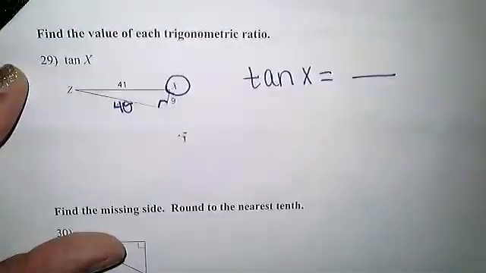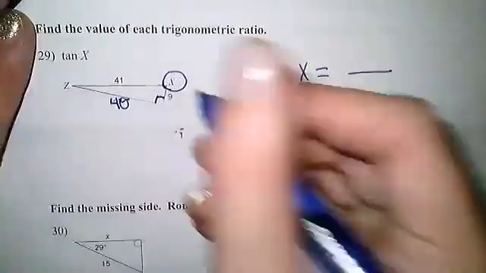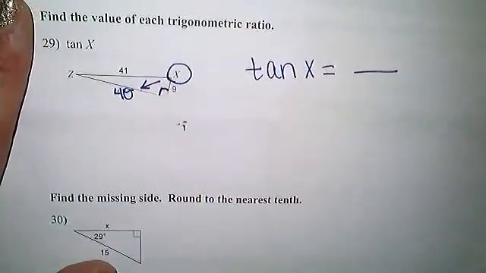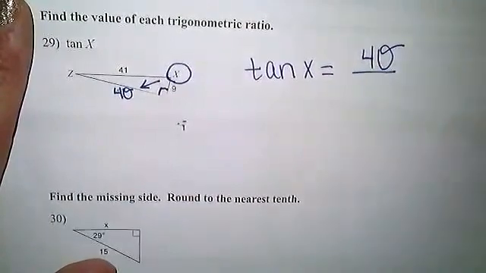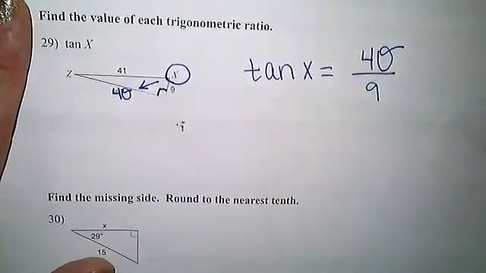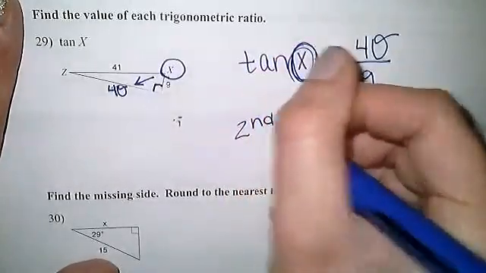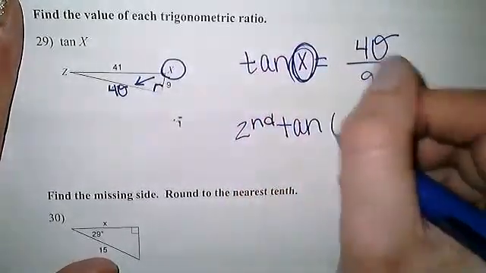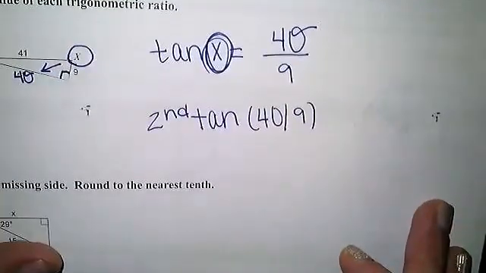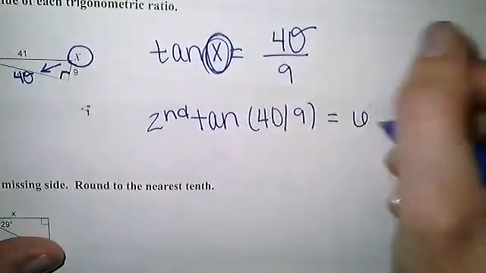So you should have this on your formula sheets. Opposite over something. Okay, opposite over adjacent. So what would be your opposite? 40, good. And what would be your adjacent? 9, perfect. Good. So then we're just putting it in, we hit the second button, and it's 40 divided by 9. 6.3.